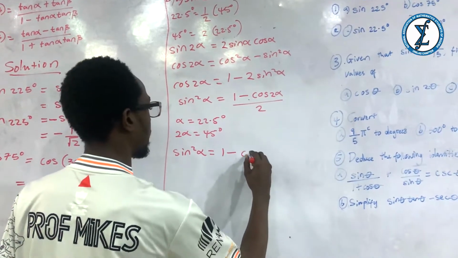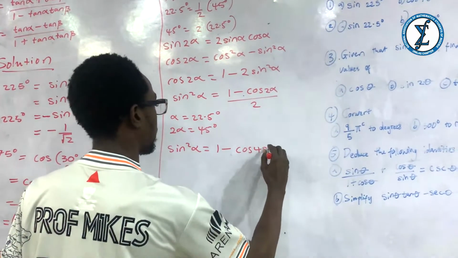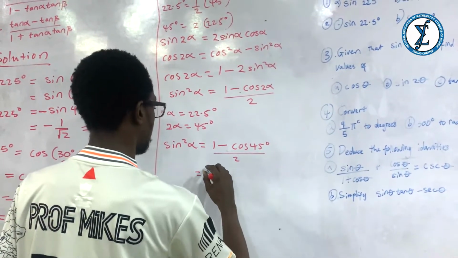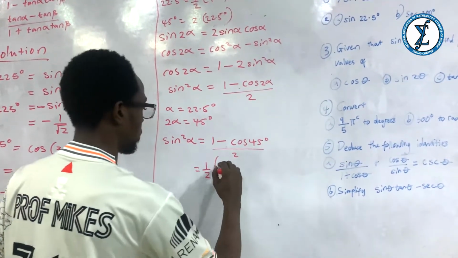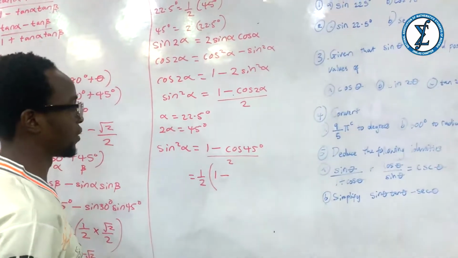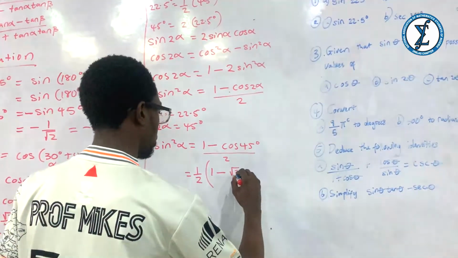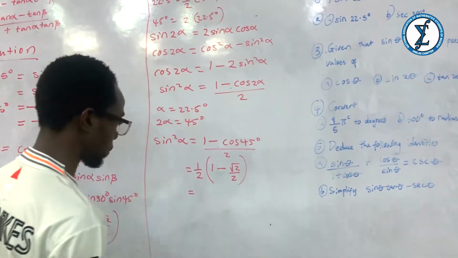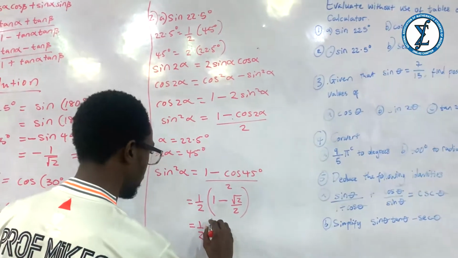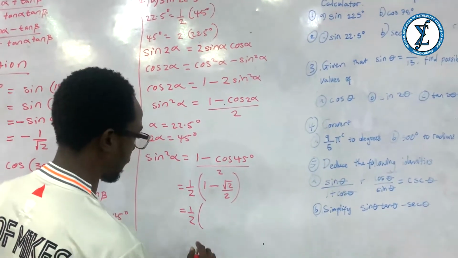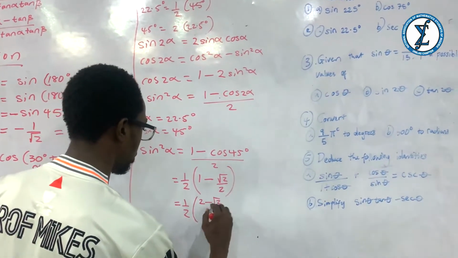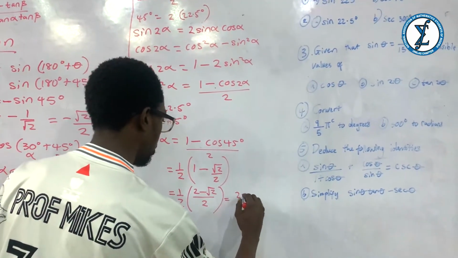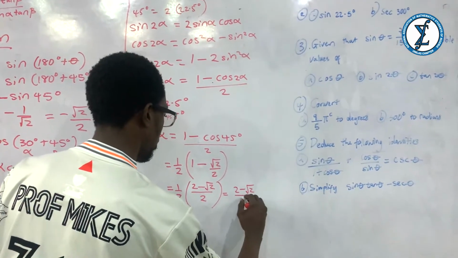Sorry. Now that's cos 45 degrees all over 2, which is 1 over 2, 1 minus cos 45 degrees, which is root 2 over 2. And now that gives us 1 over 2 times 2 minus root 2 over 2, which is 2 minus root 2 over 4.